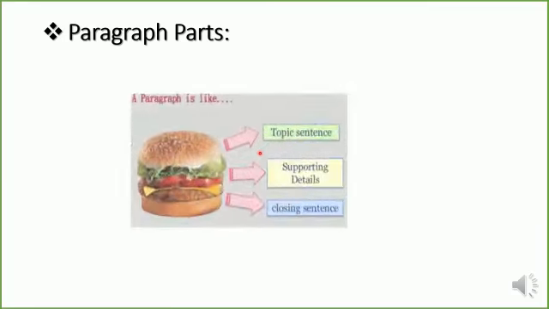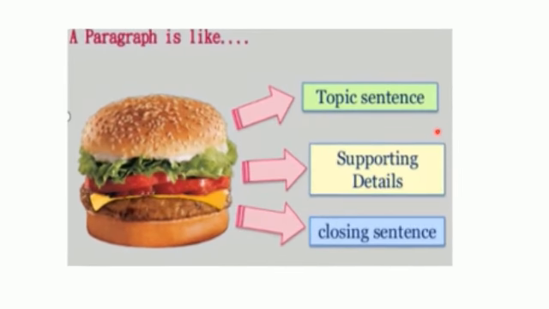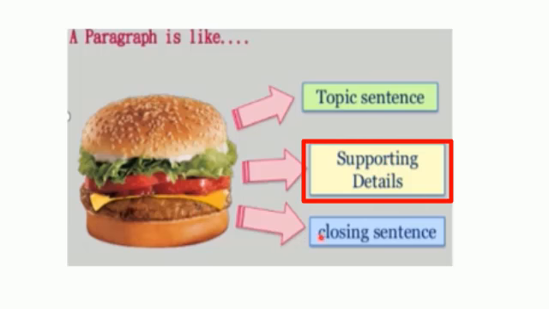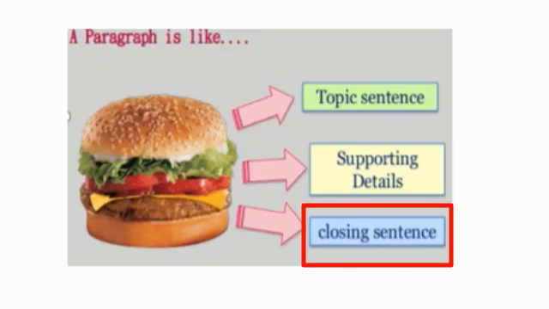Paragraph parts. When writing a paragraph, think of a hamburger. Hamburgers have many different components to make a complete hamburger. So in looking at this diagram, you can see the specific steps to writing a well-written paragraph if you can keep the hamburger method in your mind. In this way, you will be a successful paragraph writer. You have to think that first we have the topic sentence, then the supporting details, and the closing sentence or the concluding sentence.